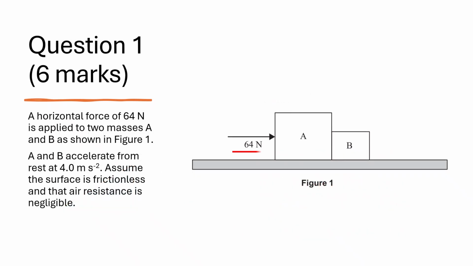A horizontal force of 64 N is applied to two masses, A and B, as shown in figure 1. A and B accelerate from rest at 4.0 meters per second squared. Assume the surface is frictionless and that air resistance is negligible.